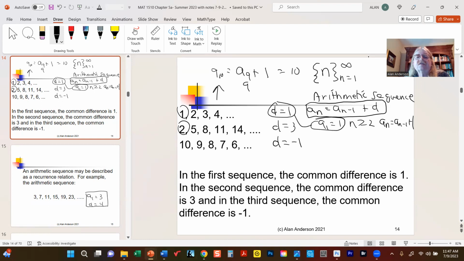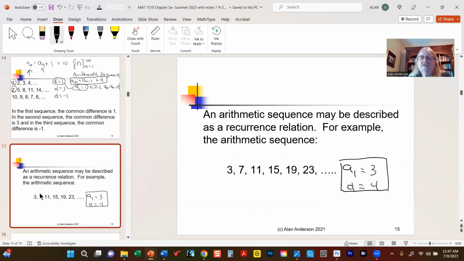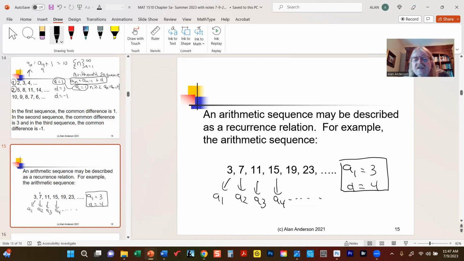All right, and then we have these other 2. So the thing that they all have in common, again, is that they have a common difference. So for example, here, the starting term, or the first term, is a1 equals 3. Remember, these are indicated as a1, a2, a3, etc. Then we see that the common difference is 4, because we have to add 4 to get to the next term.